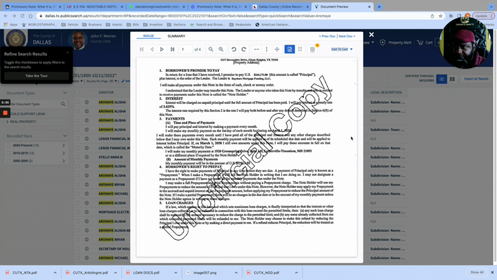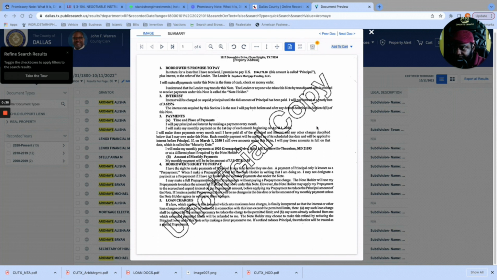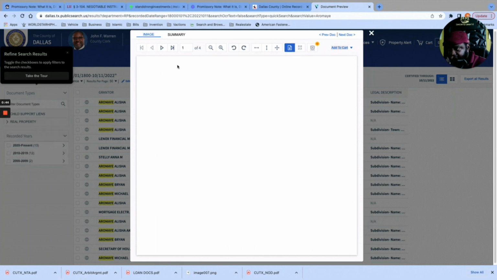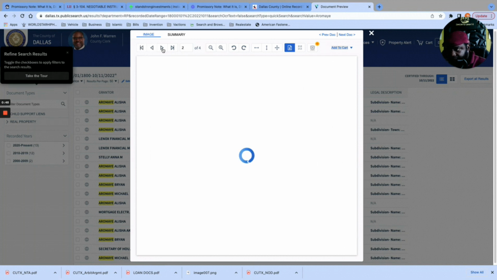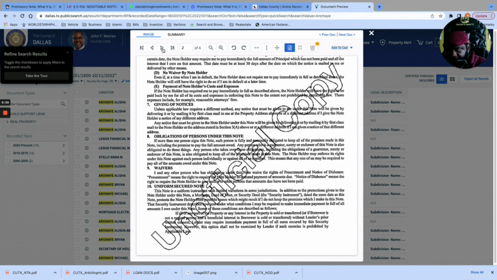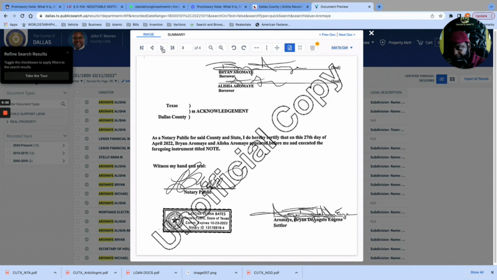But here we go. So here's the note. As you see, it's an unofficial copy. You can see we're on the Dallas County website. And let's go. Okay, page 1. Page 2. Same language as before. Page 3, there's something different under that signature. What do we have here?